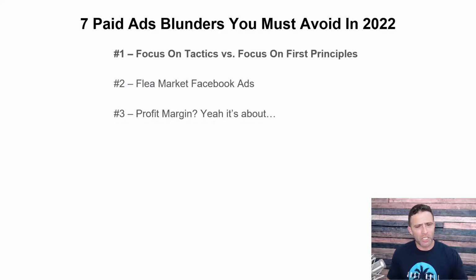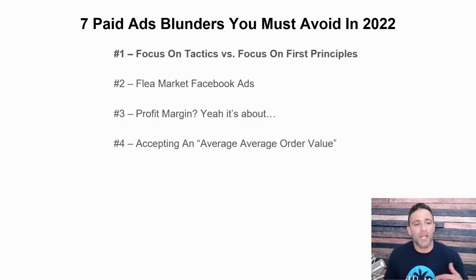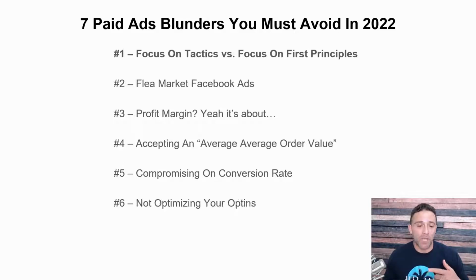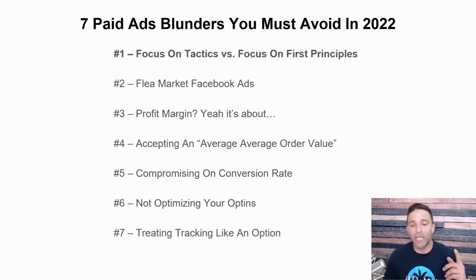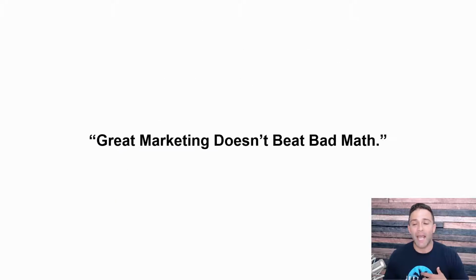Number 3, profit margin. Number 4, accepting an average order value. Number 5, compromising on conversion rate. Number 6, not optimizing your opt-ins. And number 7, treating tracking like an option. So let's dive in. And when we do, there's going to be a theme throughout all of this.